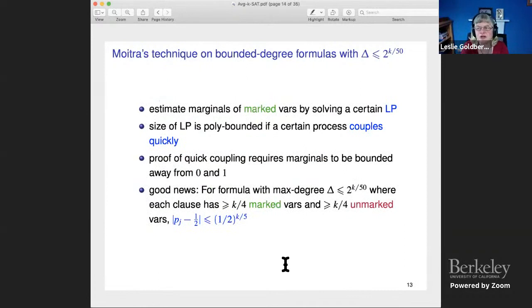How did he estimate the marginals? Well, he did that by satisfying a certain linear program. I'm not going to be able to explain it in detail in a short talk, but it's better to get the ideas. The size of the linear program turns out to be polynomially bounded whenever a certain process couples quickly. So we'll talk about that. If it couples quickly, then the linear program is bounded. You solve the linear program, and you're able to then estimate these marginals, which gives you what you need. I'll talk more about that, but that's the basic idea.